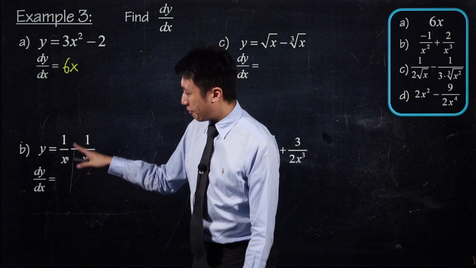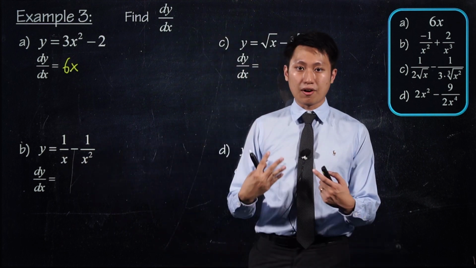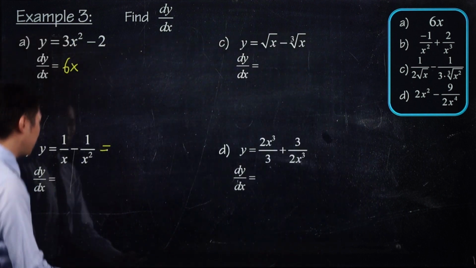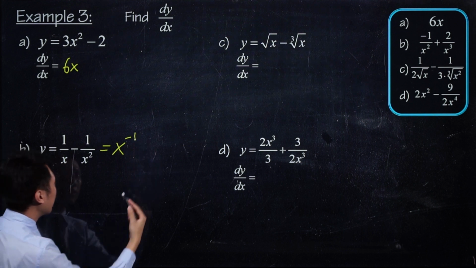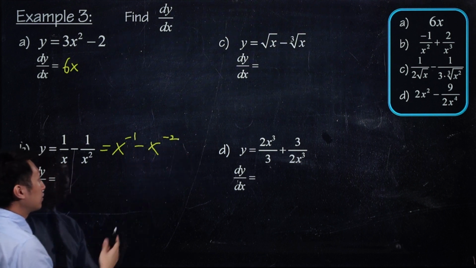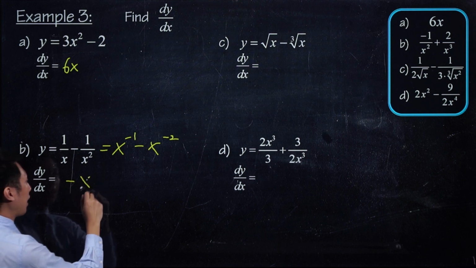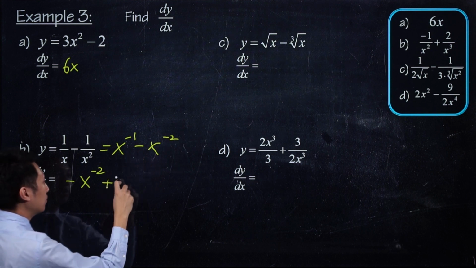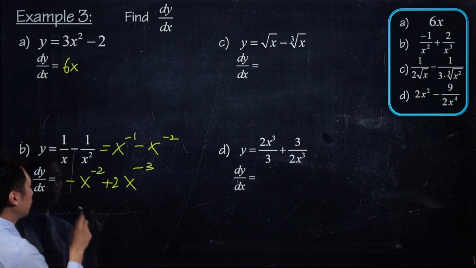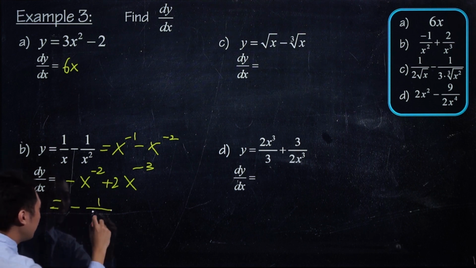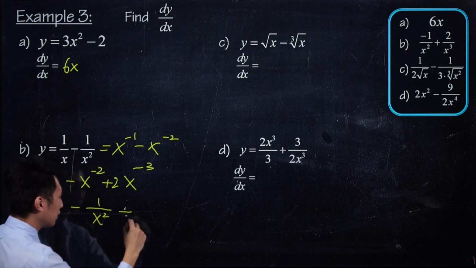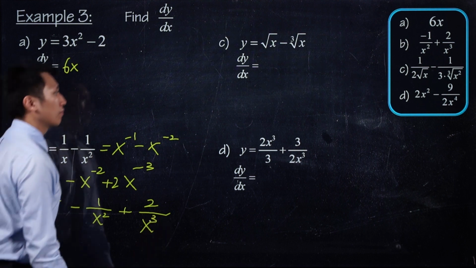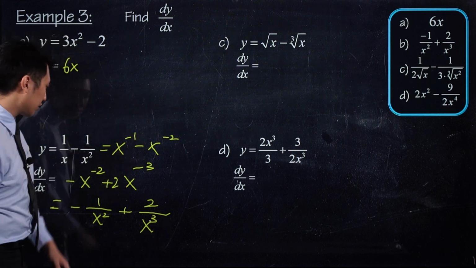Okay, so next. Here, it's written in fraction form, and you don't like it because x is below. So you want to write it in index form: x to the power -1, then minus x to the power -2. If you differentiate it, it's very simple: -1 x to the power -2, then -2 brought down becomes +2, then x to the power -3. If you write it nicely, it's -1 over x squared plus 2 over x cubed. So we got the same as your answer.